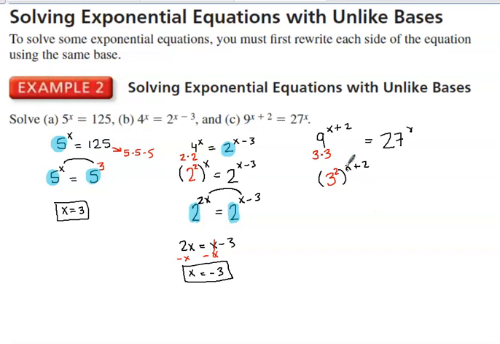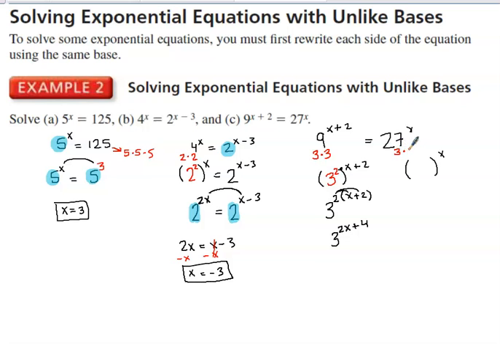So on that left-hand side, I multiply my exponents. So this is 3 to the power of 2 times x plus 2. Or 3, I distribute my 2 to get the power of 2x plus 4. So I broke down the left side as far as it goes. On the right side, I'm going to break it down again as far as it goes.